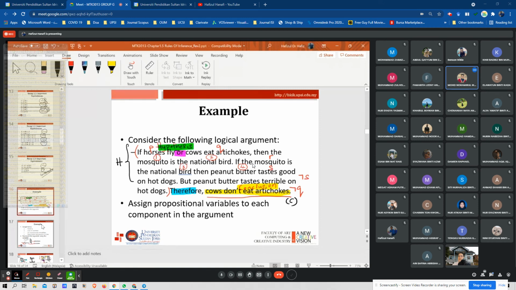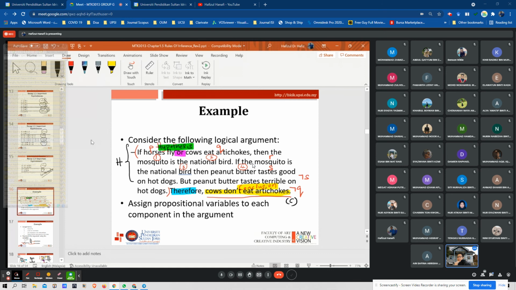Don't know artichoke. Aduh. Vegetable lah, not like vegetables. It's like a vegetable lah. Then the mosquito is the national bird lah. If the mosquito is a national bird, then peanut butter tastes good on hot dogs, but peanut butter tastes terrible on the hot dogs. Therefore, cows do not eat artichokes, the conclusion.